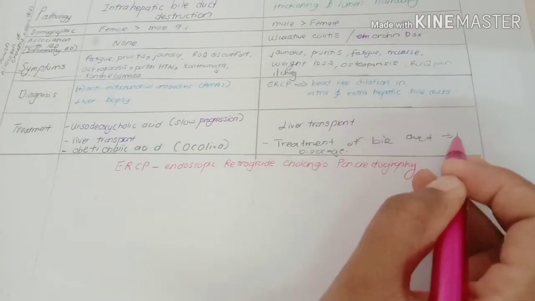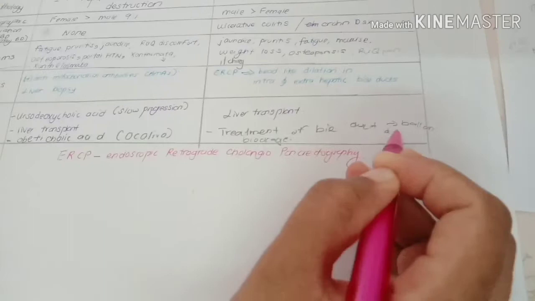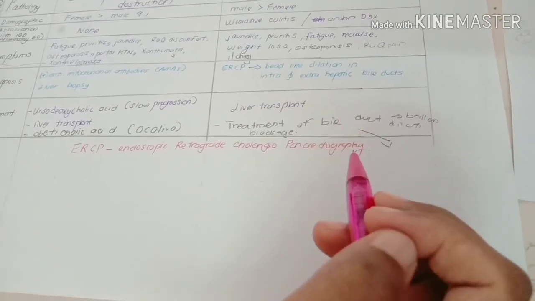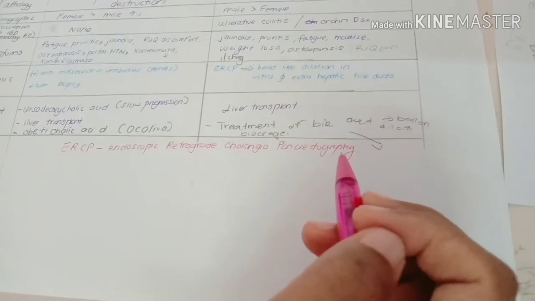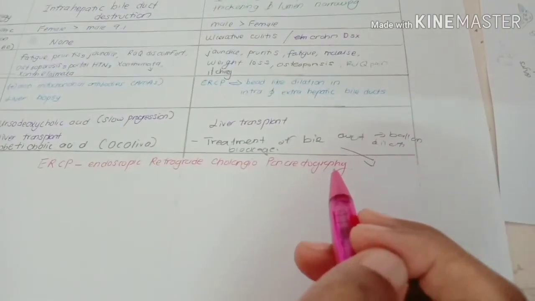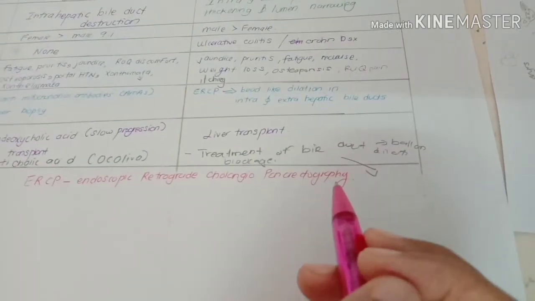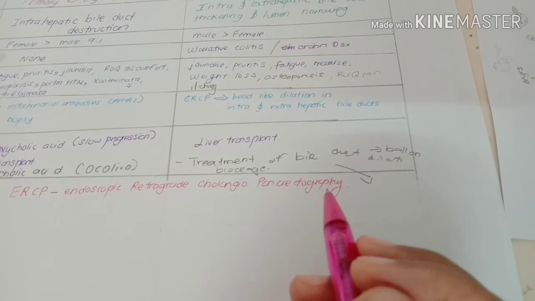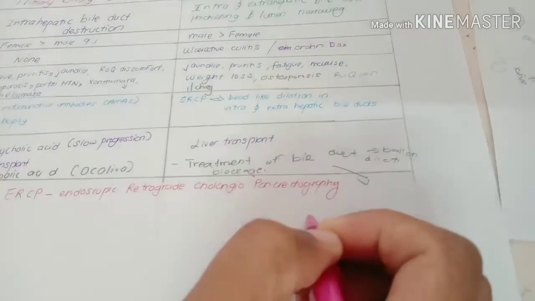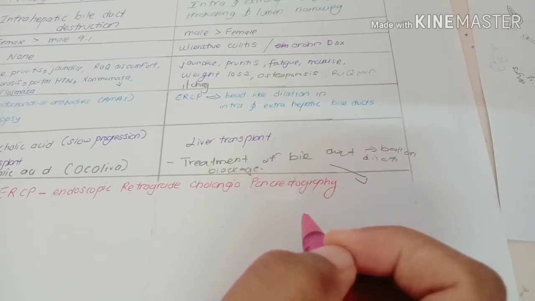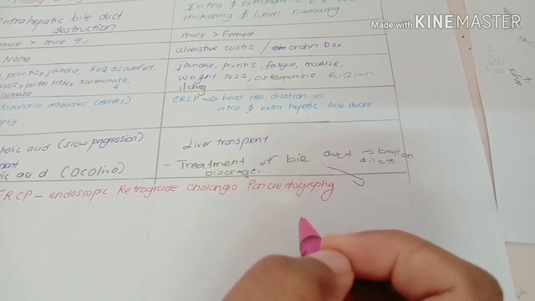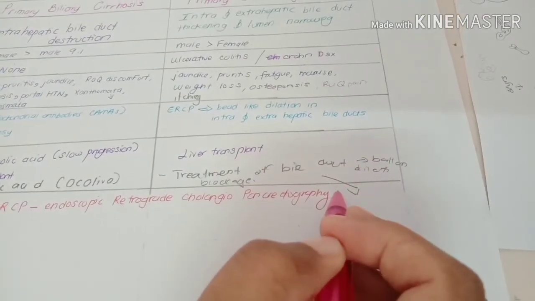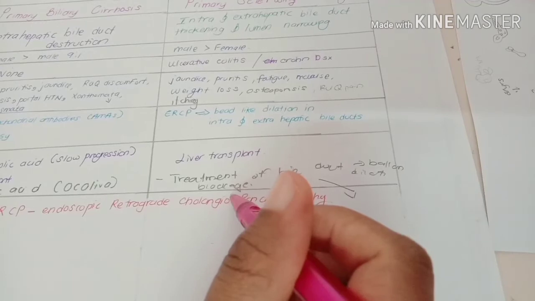The first was balloon dilatation, and the second is stent placement. In this procedure, the doctor uses an endoscope and attached instrument to place a small plastic tube called a stent in the blocked bile duct to hold the duct open so that it won't narrow or close. So this is the placement of a stent. These two are the treatments for bile duct blockage.